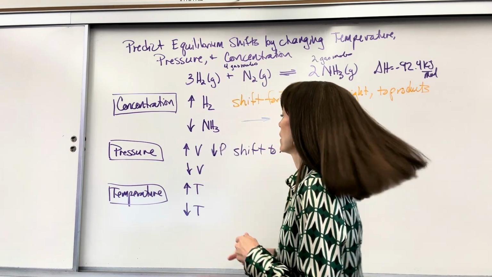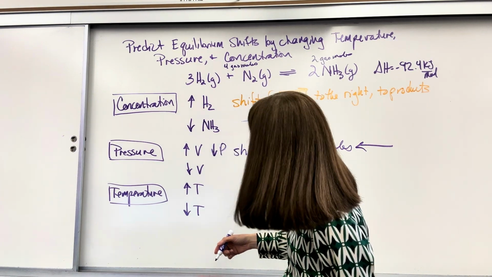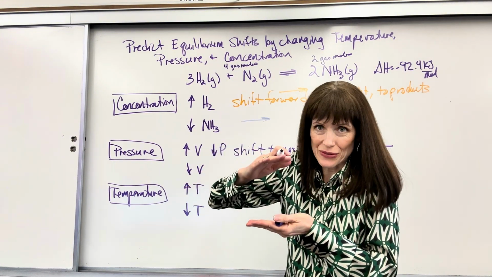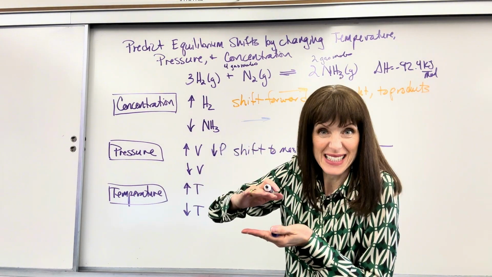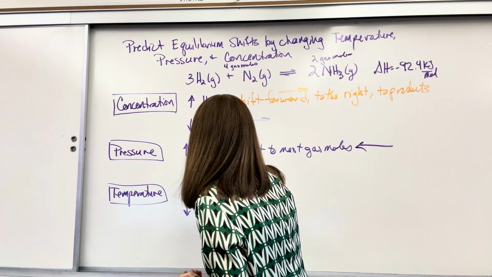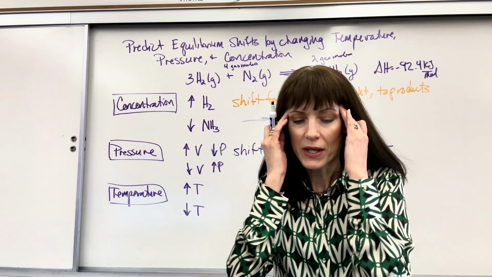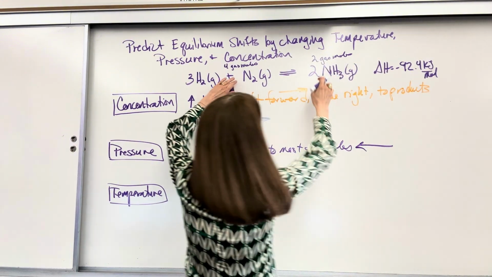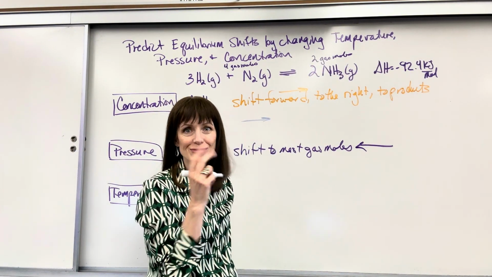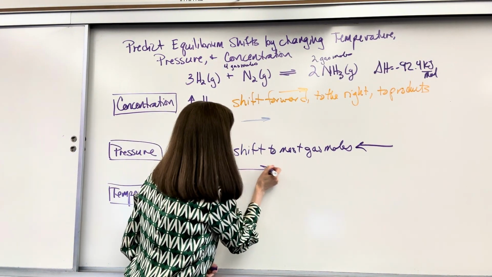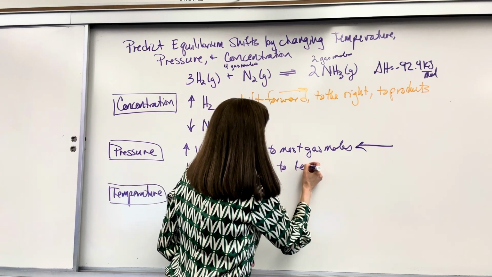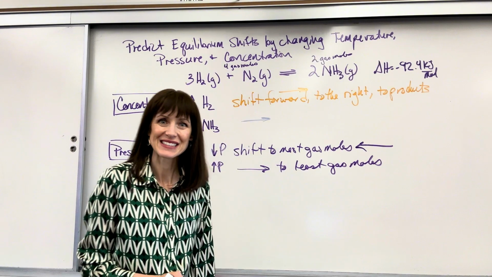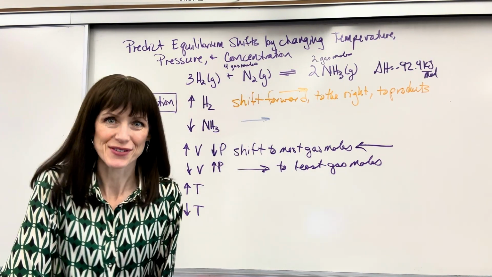Now let's switch it. We're going to decrease the volume. So if I decrease the volume of this container, it's going to increase the pressure. All right, increase pressure, it will shift to the side with the fewest gas moles. Fewest gas moles, 4, 2, 2. It is going to shift forward. And this is to the least gas moles. Okay, nice. Our last one, change of temperature.